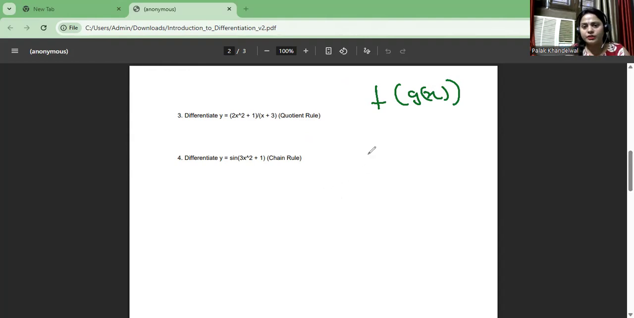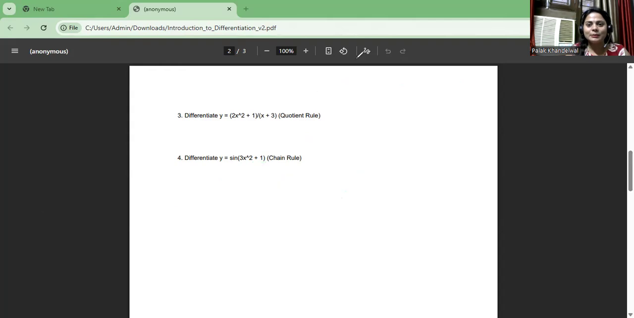So how are we going to use this? Now see, this is sine and this is a polynomial function. So what I will do, differentiation of sine is cos and I'll copy it here, 3x square plus 1. Now I'll do the differentiation of this bracket. This is 6x. That's it. Done? Very interesting? Yeah, very nice.